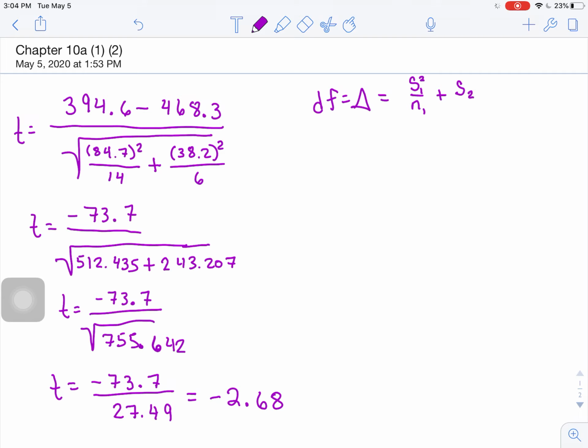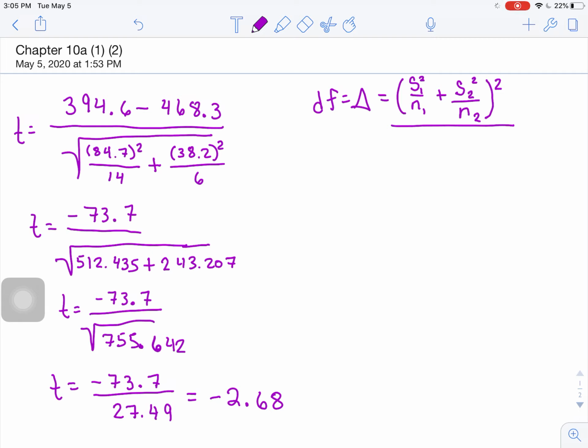Okay. And then you have the sample standard deviation of the second sample, and you're going to square that, and it's all over the sample size for sample 2. Okay. That being said, we're going to put parentheses around it because this whole value is going to be squared also. The whole thing is squared.